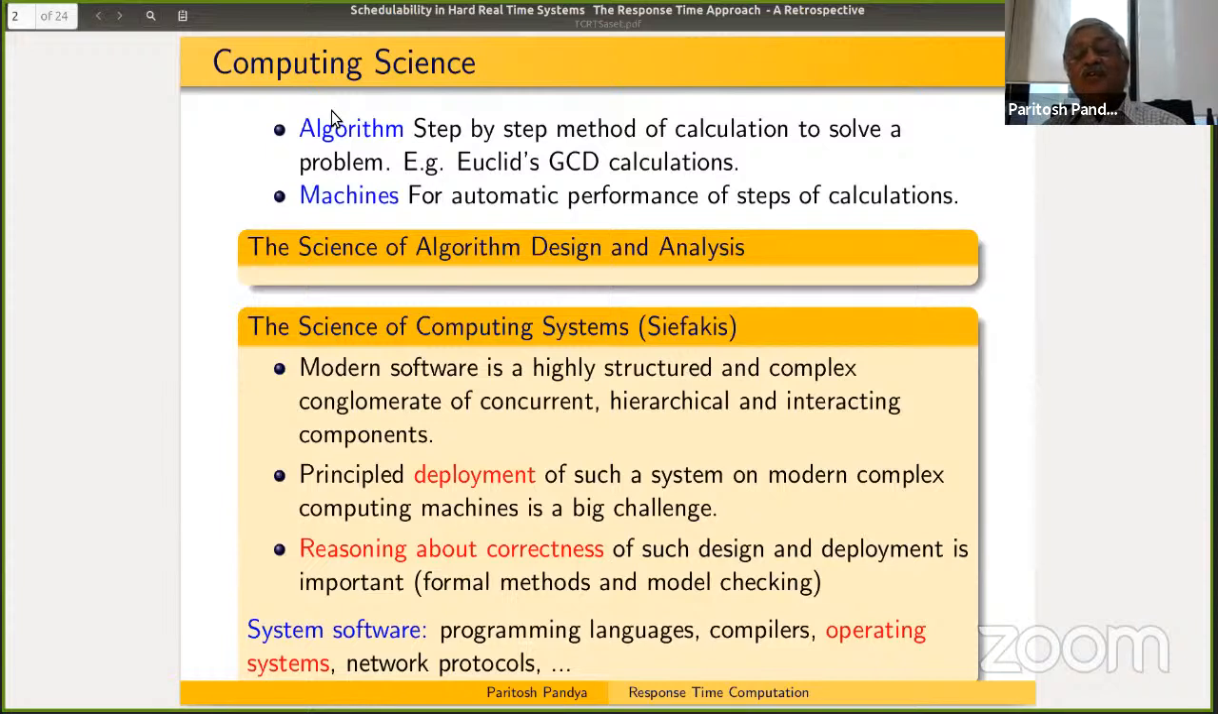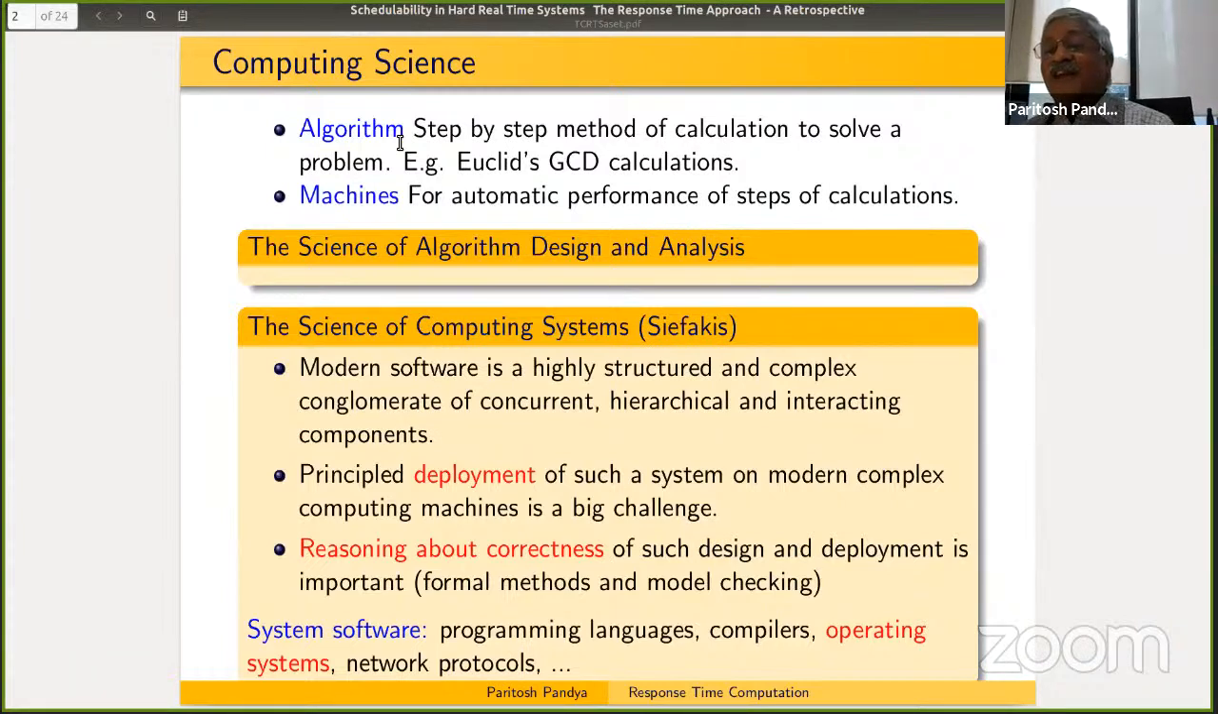And the next thing you do is try to automate the execution of these algorithms, because then the calculation is pretty mechanical. You want to leave it to machines to perform the steps of calculation automatically. And this has been a theme which has interested the who's who of intelligentsia, to just drop some names.